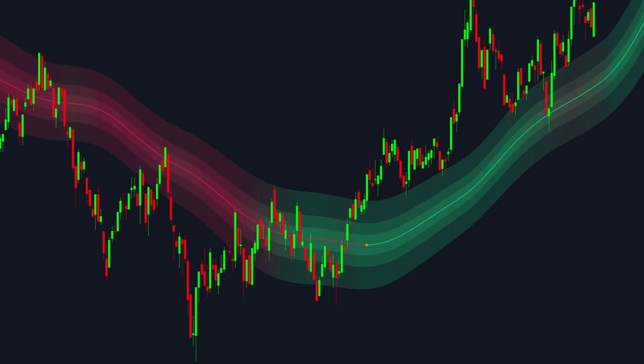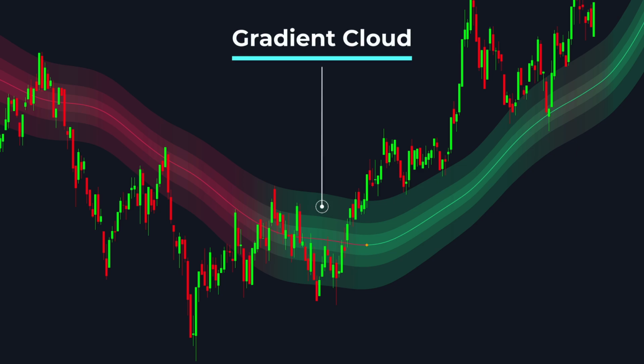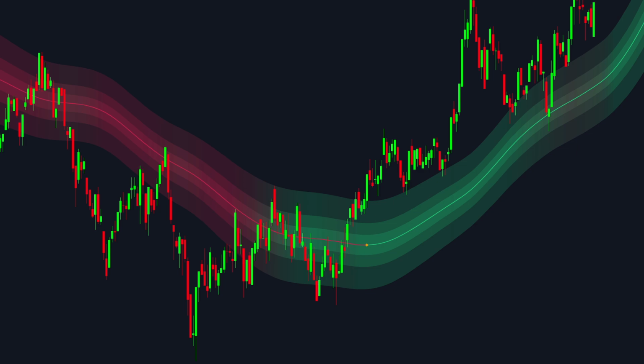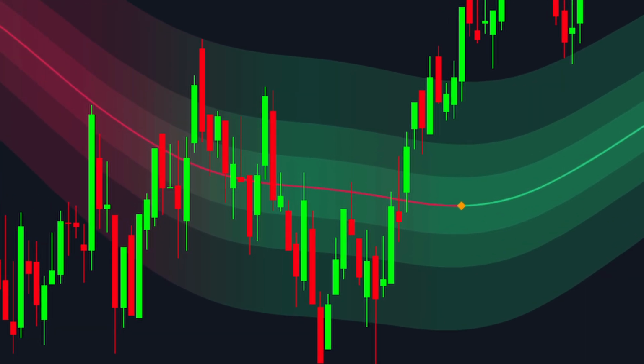Now, this is where things get really powerful. The gradient cloud. This cloud surrounds the trend line and visually shows you how strong or weak a trend is. The colors change before the trend line flips, which means it's an early warning system for trend shifts. If you see the cloud turning red while in an uptrend, it's telling you momentum is weakening and a reversal could be coming. If you see the cloud turning green in a downtrend, it means sellers are losing control and a bullish move might be on its way.